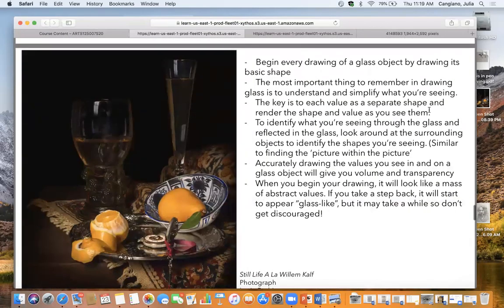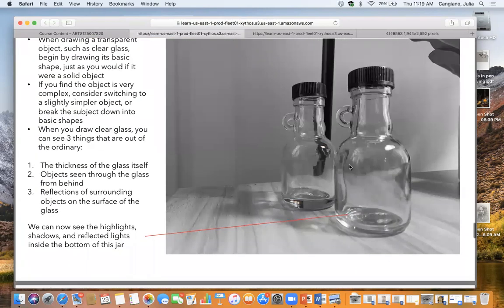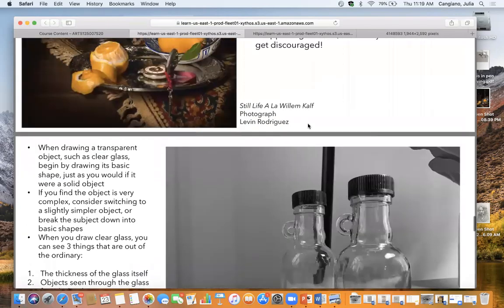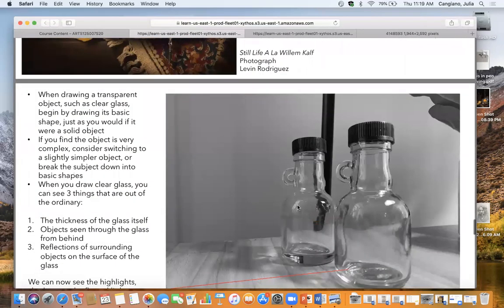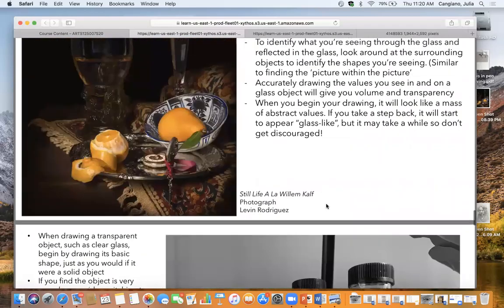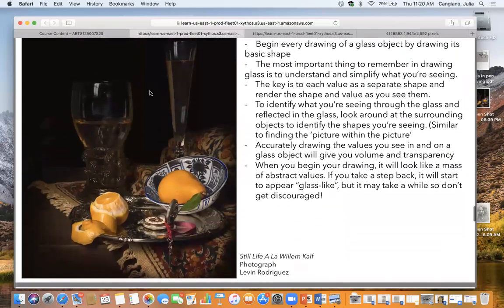To identify what you're seeing through glass and reflected in glass, look around at surrounding objects to identify the shapes you're seeing. This is similar to finding a picture within a picture. This is clearly shown right here, where you can see all of these still life objects reflected in this clear glass. That's not always the case. If you have glass objects in a lighter setting, like in this photo here, you won't always see things reflected in them, but you may just see really bright, glossy surface highlights. And that's okay. It just depends on the situation.